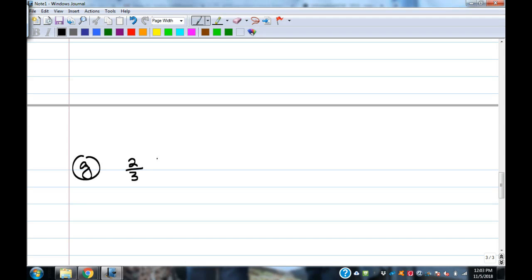2/3. Everybody loves a fraction. Absolute value of 4x minus 5 plus 10 is equal to 16. Okay, so we got a similar problem to what we just did. Just got a fraction in there, so it can make it a little more difficult.